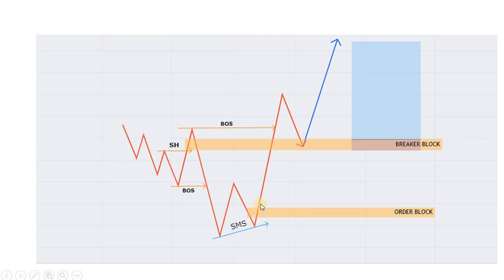And so normally we expect the price to return to this order block in order to continue the bullish move. But in some cases, price may not return to that order block. Instead, price may return to the breaker block and then react or reverse from there.